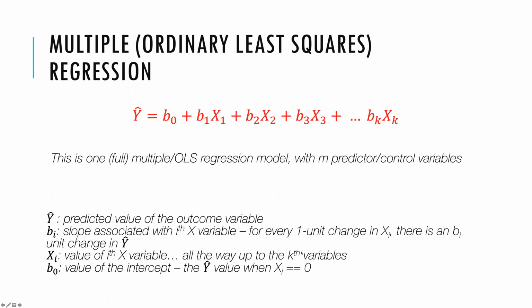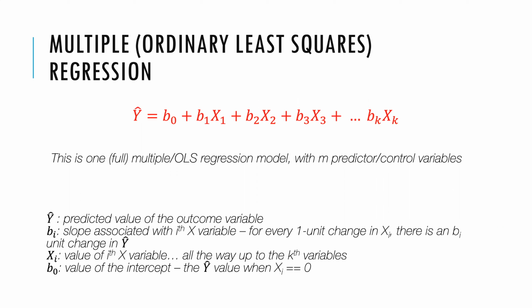So now, instead of y hat equals b sub 0 plus b sub 1 x sub 1, we add all of these additional variables. So a slope for x2, a slope for x3, all the way through a kth variable, a slope for xk. Now that we have multiple controls in our model, it is no longer called a simple regression. It is now called a multiple regression. In most cases, when people are talking about ordinary least squares regression, we're talking about a multiple regression.